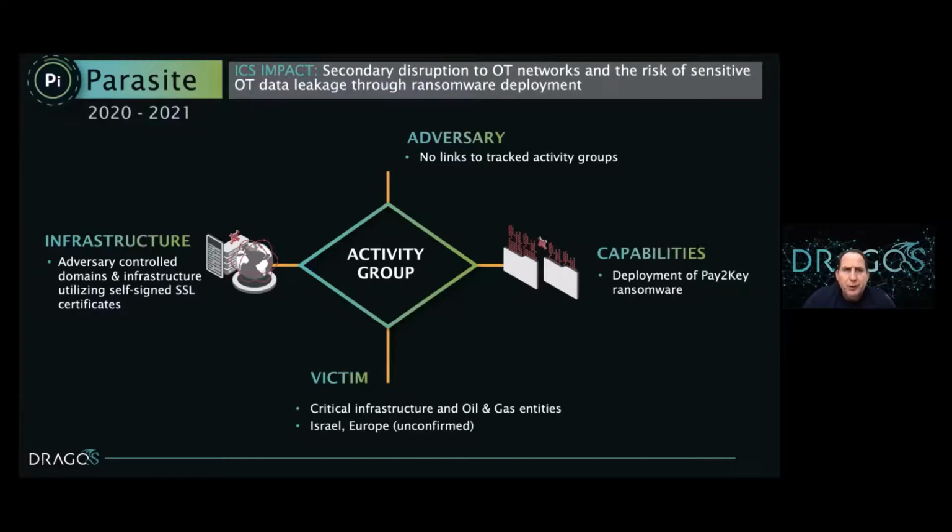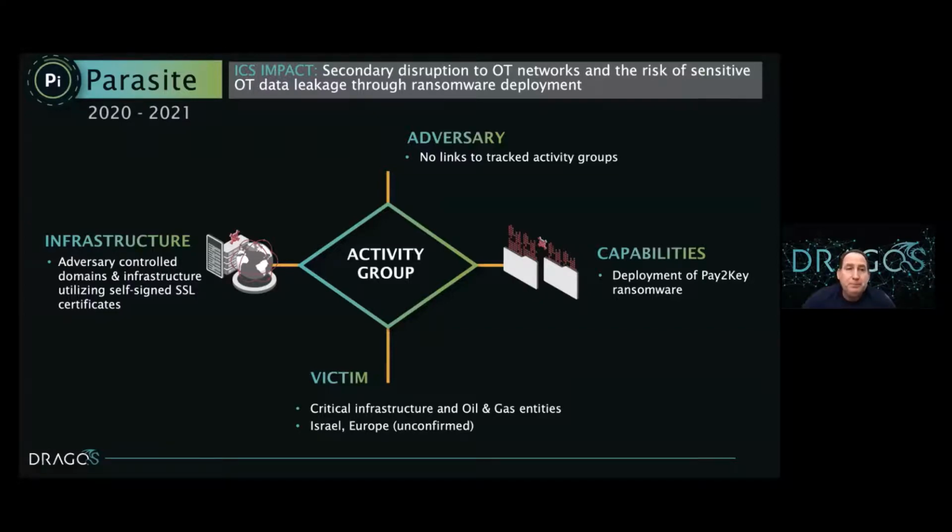But then you see how it changes from 2020 to 2021. The adversary-controlled domains utilizing self-signed SSL certificates, that's a change. Capabilities: deployment of pay-to-key ransomware, that's a change. And we see that it's still critical infrastructure and oil and gas entities, which means they've focused. And we see also that it's Israel, Europe. Now, in this case, these are unconfirmed, which means we probably weren't able to corroborate the information. But it's still worthy of a conversation, still worthy of an activity group, because we've determined that even over a 4-year period, now we're getting into 5 years, they've been focusing on critical infrastructure, oil and gas entities. So there's obviously directed ICS impact here. They're trying to affect ICS.